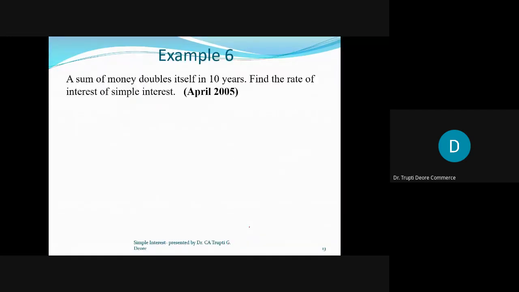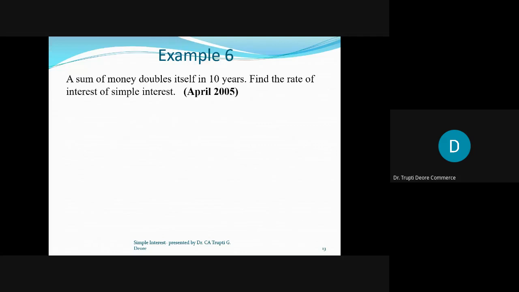So write this sum. A sum of money doubles itself in 10 years. Find the rate of simple interest. Just write. If you are not able to solve, we'll go for the solution.